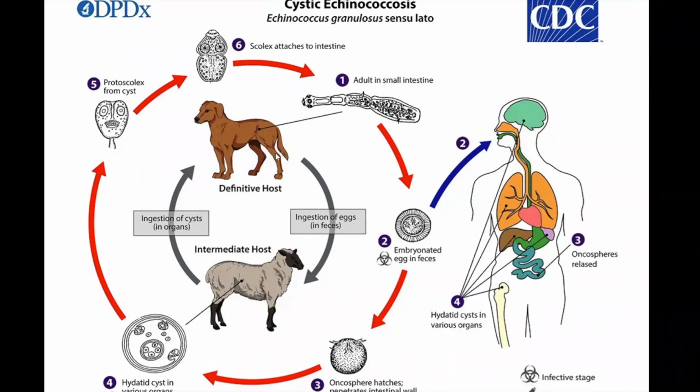And then how it gets back to the definitive host in a dog or a wolf is that if the wolf were to ingest the organs of a sheep that were infected with it, it would get reinfected by this, which would then attach to the intestine, form the adult worm, and then lay the eggs once again and repeat the life cycle. So humans are actually an intermediate host, similar to sheep.